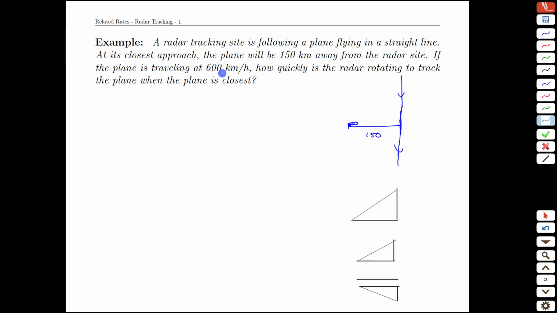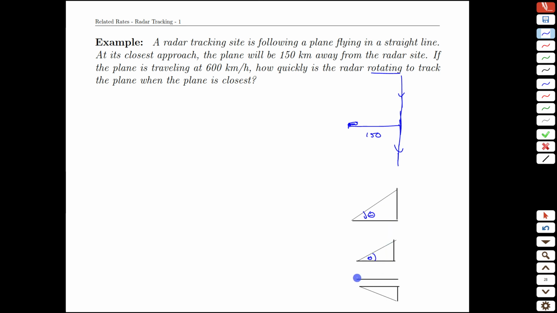What we have is a common rate. We have the rate at which the plane is traveling, which is 600 kilometers per hour. But one of the things that we're asked here that is new is how quickly is the radar rotating to track the plane when the plane is closest. So what we're interested in here is how quickly is the angle changing in this scenario. So imagine focusing in on here to here to here.